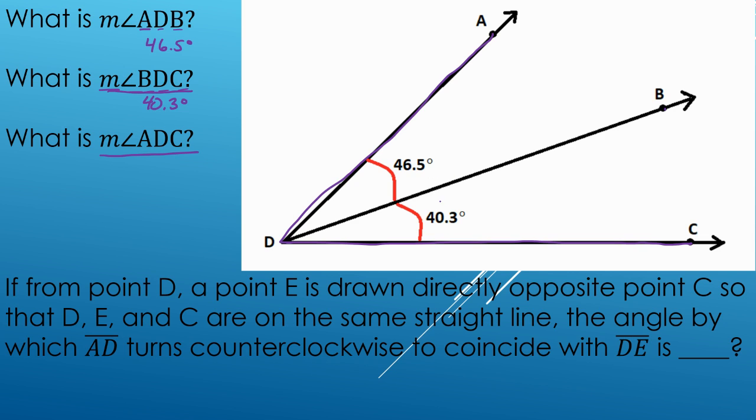Because these two angles are adjacent, meaning they're sharing a side, the top one, ADB, shares this line here in the middle with the bottom angle, BDC. That means we can add these two angles to get the entire angle measure for ADC. 46.5 plus 40.3 looks like the measure of angle ADC is 86.8 degrees.